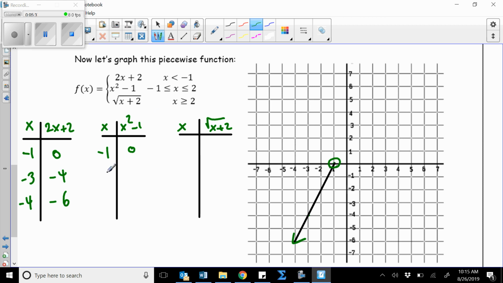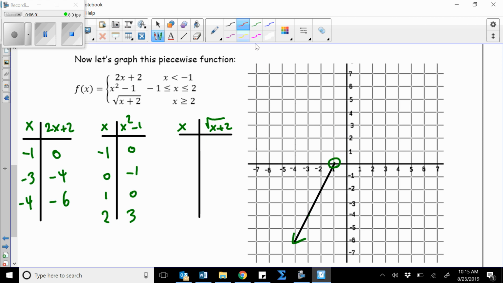Another number, let's try 0. When x is 0, y is negative 1. When x is 1, y is again 0. And the last number that I'm going to try is 2, because it's a border number. I have to try the border numbers. So it's 2 squared minus 1, which is 3. So these are my points for the second graph.